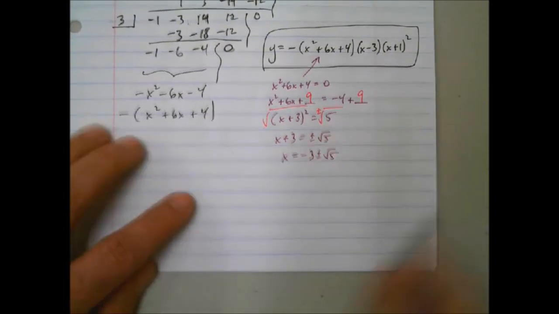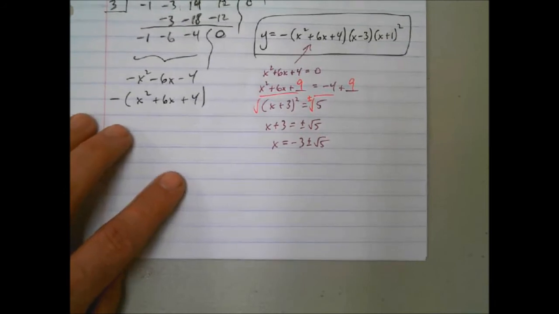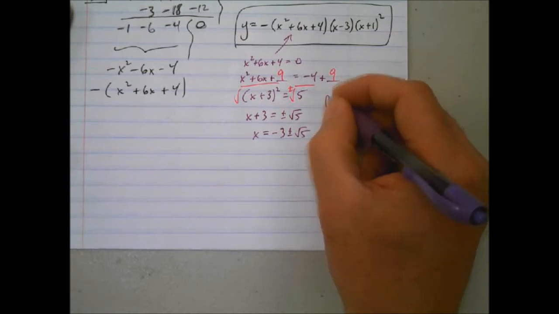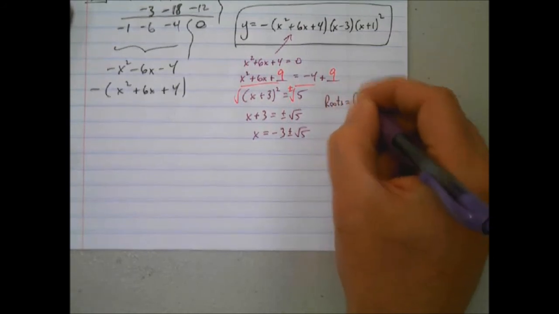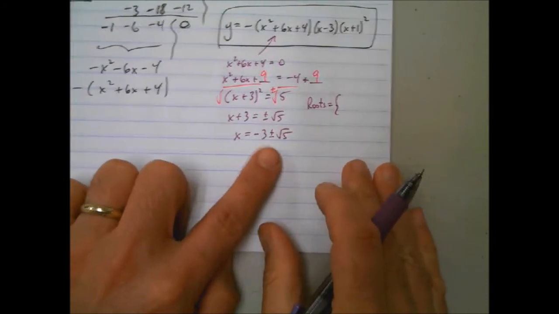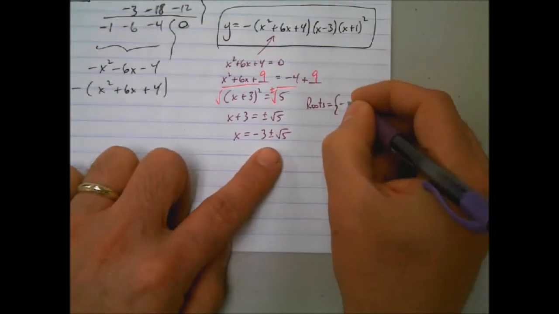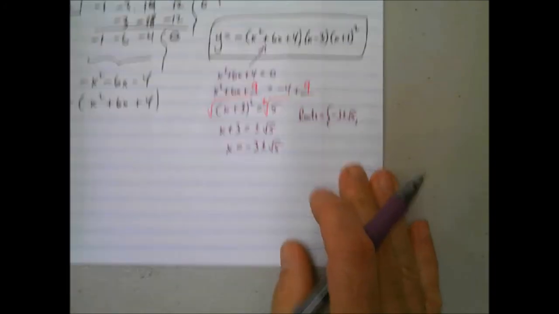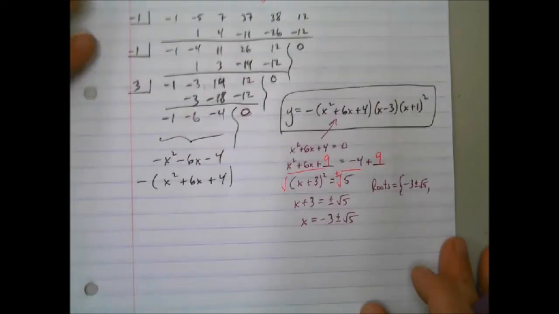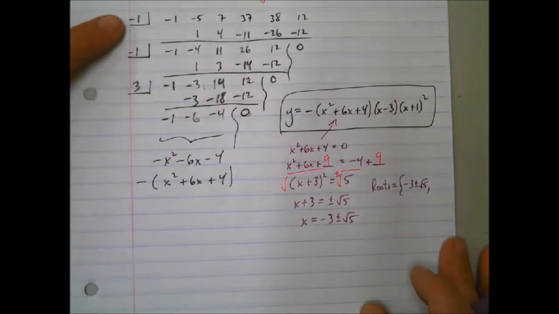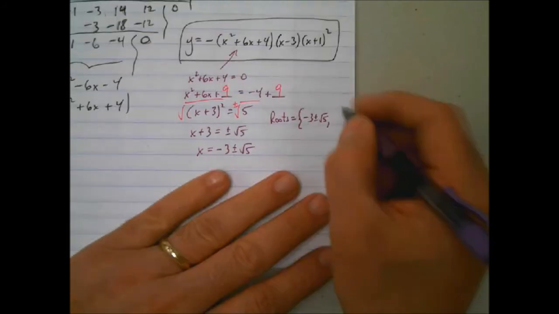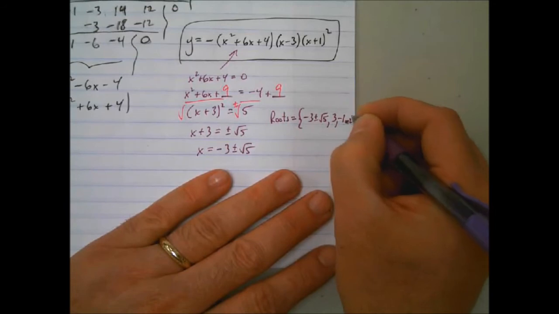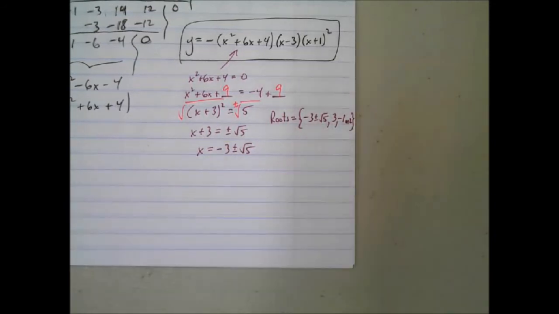So as far as listing the roots, well, we just got those 2 right there, -3 plus and minus √5. We also had, here are the roots that we had over here that worked as well, the 3 and the -1 multiplicity 2. So 3 and -1 multiplicity 2. Okay, there are all the roots.